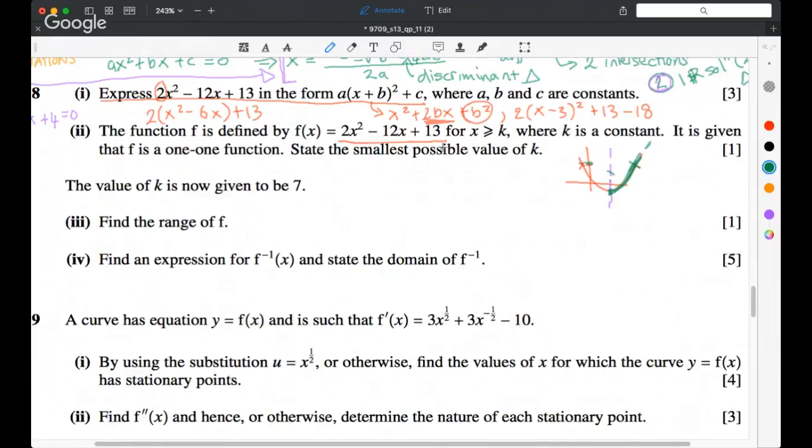It's the smallest possible value of k. So the leftmost that this limit can go before you start getting the uptick again. So really, it's asking you for the x coordinate of the minimum of the parabola. So there's some equations that you can memorize.